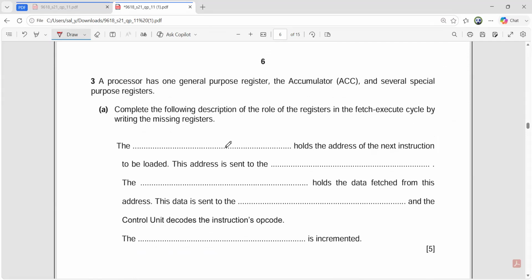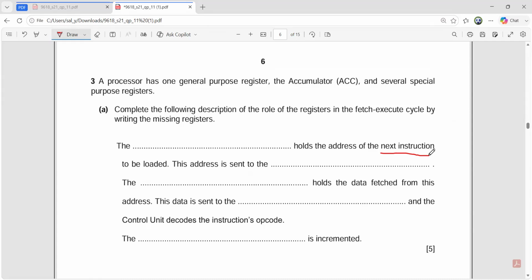The register whose name is supposed to be written here is holding the address of the next instruction. So with next instruction, there is only one register that comes to mind. The address is sent from that register that we have to write in the first blank. The address is sent to which other register? This is what you need to recall.